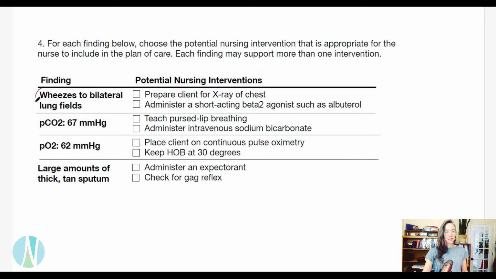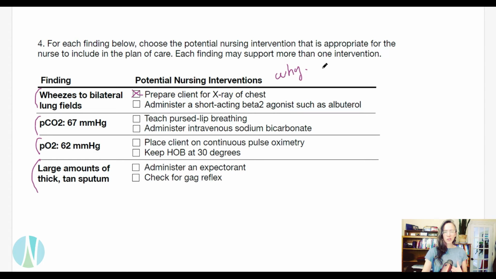So we have each section here with the findings that we had with the patient, and then you have to pick at least one nursing intervention that would go along with that. So if they have wheezes to their bilateral lung fields, what would we do? Should we prepare them for an x-ray of the chest? Yes, and why? Because that's a diagnostic test. It gives us more information about what's wrong with the patient.